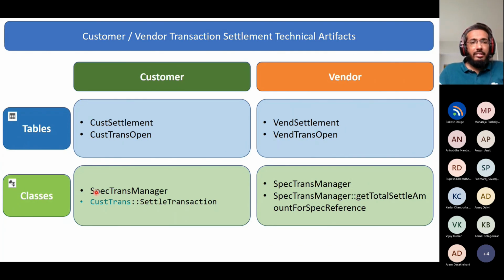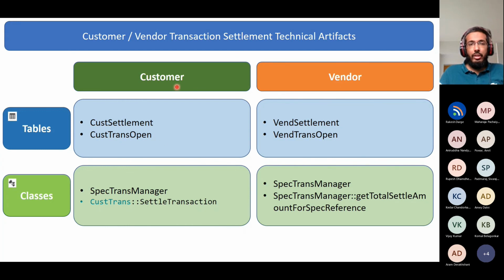And looking at the classes, we have Spec Trans Manager. This is the main class which plays the role of all the settlement logic. The settlement can be performed, as I mentioned earlier, either after posting of your invoicing and your payment, or when you are actually creating a payment, you can even perform the settlement, mark the record for settlement, and then do the posting. It automatically uses the same class, Spec Trans Manager, to create the records in CUS settlement.